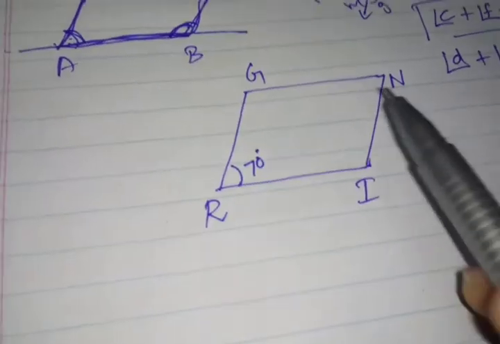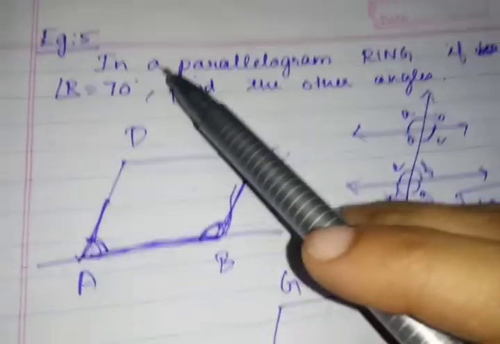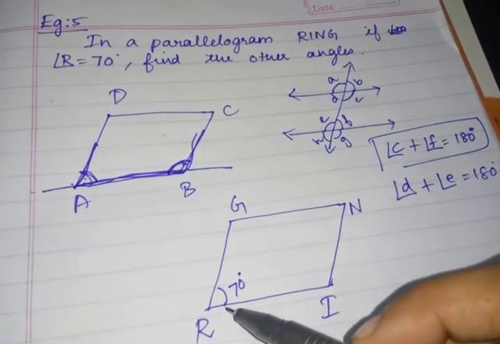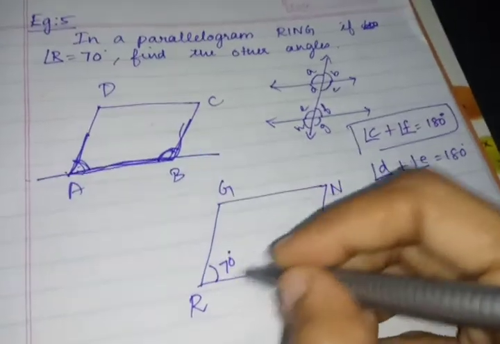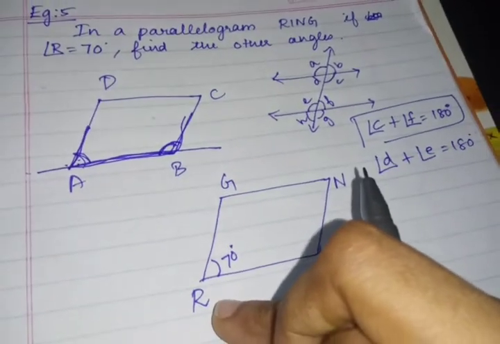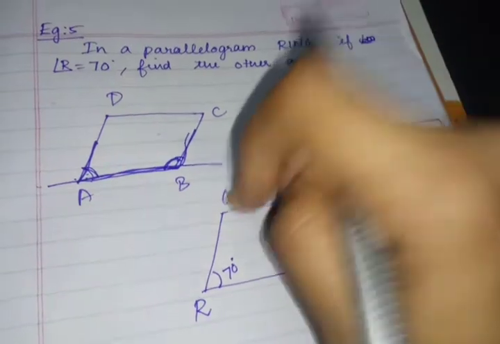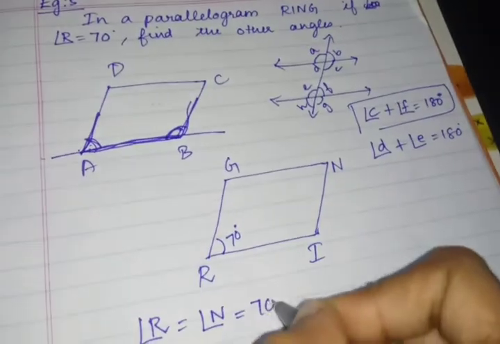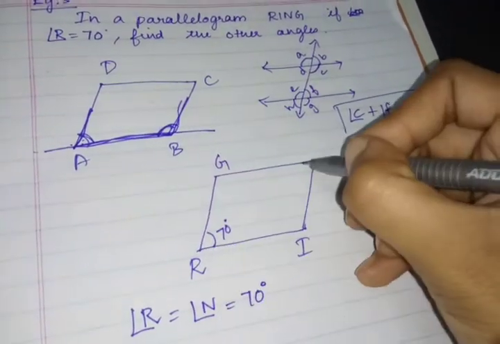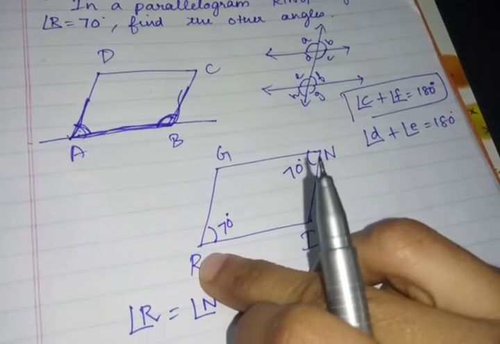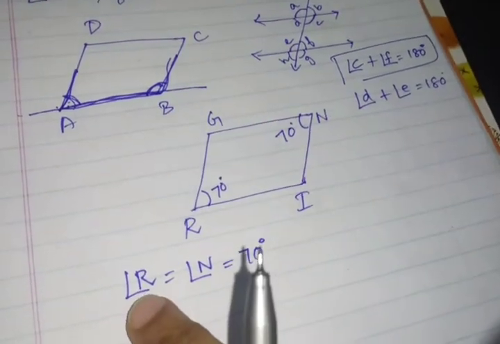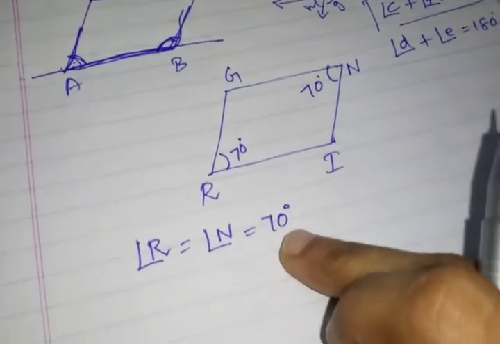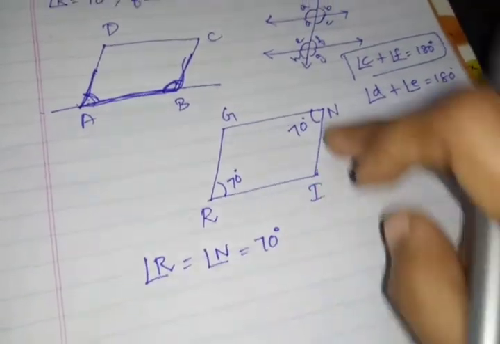Actually, this is the parallelogram based on the question. In a parallelogram RING, if angle R is equal to 70 degrees, find the other angles. They have given only R, 70 degrees. We want to find the values of I, N, G. See, angle R is equal to angle N, equal to 70 degrees, because these two are opposite angles. So if this is 70 degrees, this is also 70 degrees. Opposite angles of a parallelogram are equal. Now we found this.